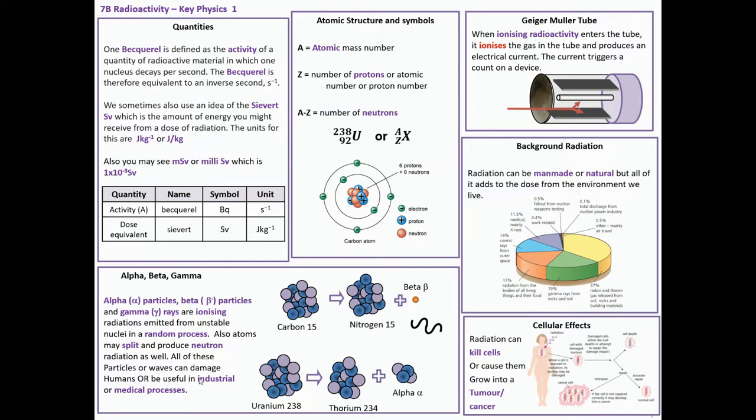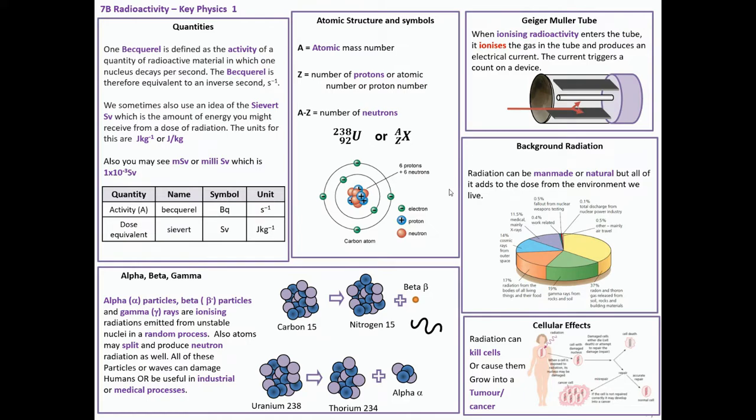All of these particles can damage humans or can be useful in industrial or medical processes, which you should know some examples of. Geiger tubes then, so what do they do? Well, they detect ionizing radiation. It enters a tube through a thin mica window. It ionizes gas and that produces an electrical current which triggers a count on a device. And you've got a difference in potential, maybe 400 volts, between the electrode in the middle and the outside. That's what helps to trigger off that count.